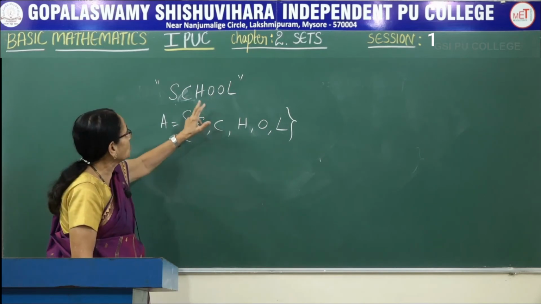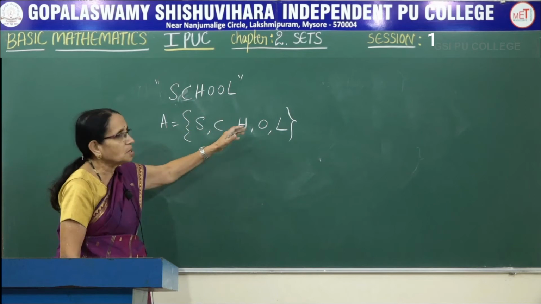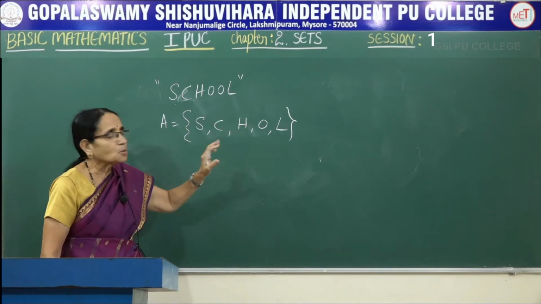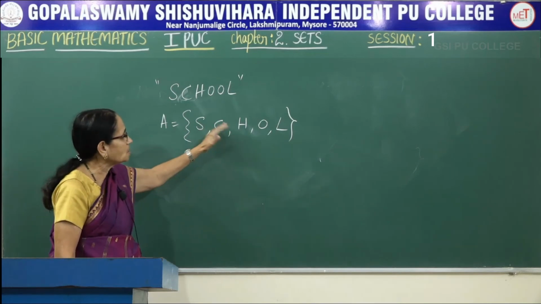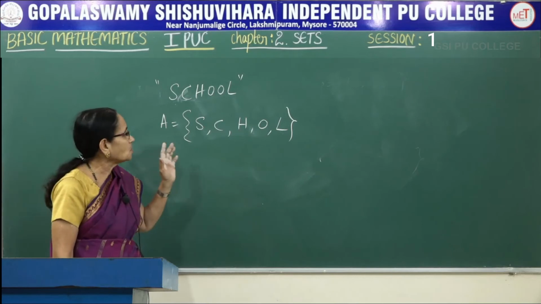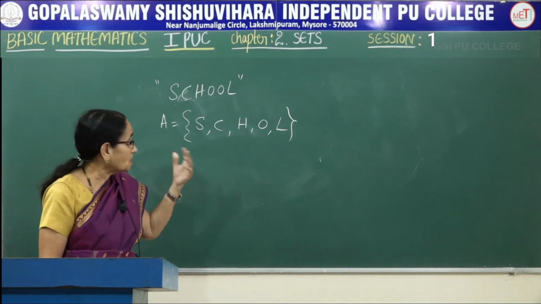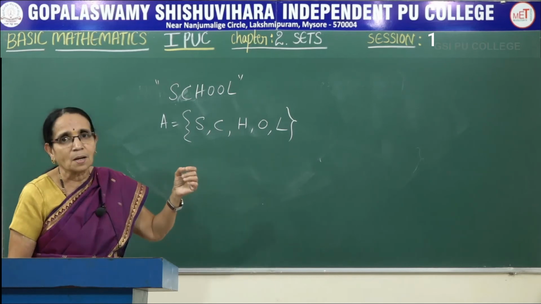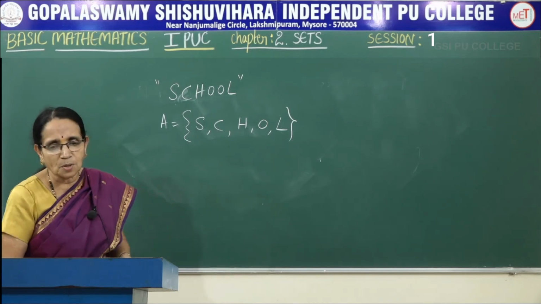You can write here, first you can write H, then O, then L, then S, then C, like that. Because remember, a set is only a collection. As it is now, it doesn't have any value or anything. It is only a collection of this one. So if they ask you, write the set containing the letters of this one, if a letter is repeated, then you can write it only once.